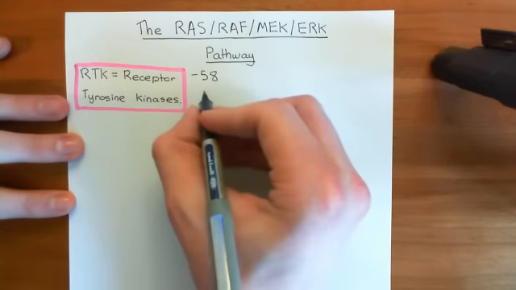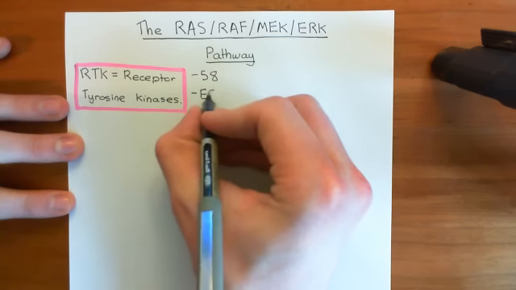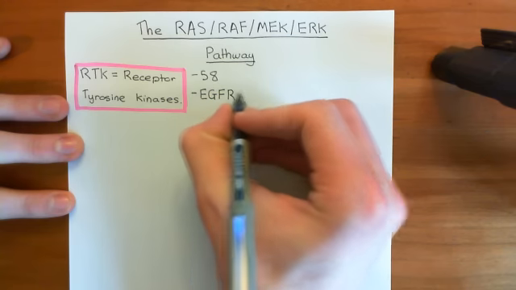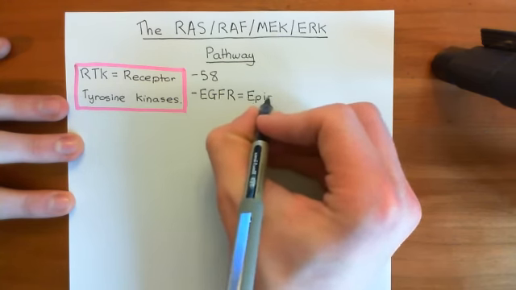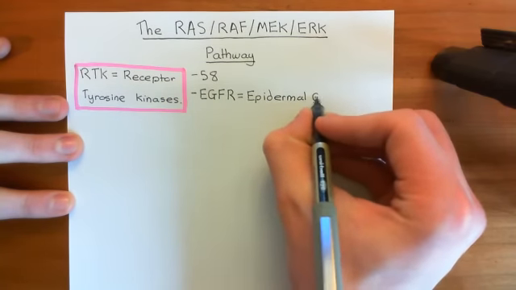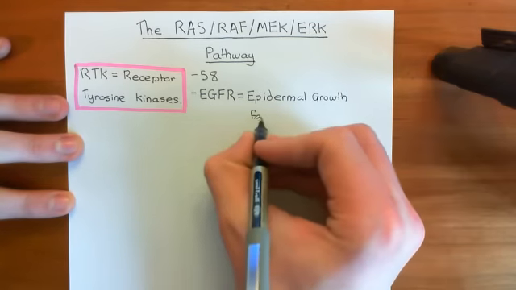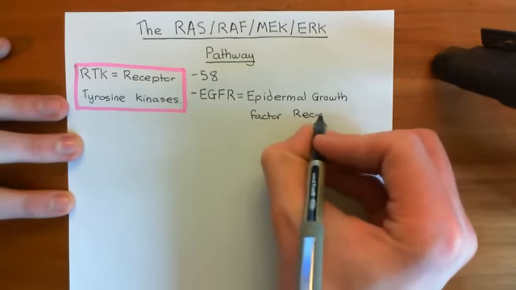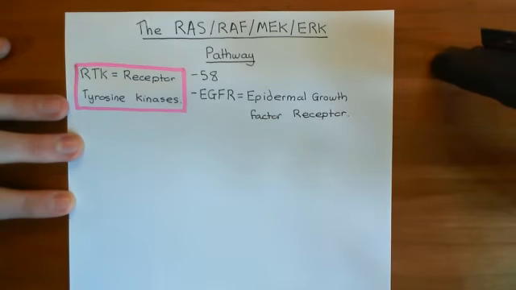The one we're going to use as an example is the epidermal growth factor receptor, often abbreviated to the EGFR. EGF stands for the epidermal growth factor, so it tells you exactly what the ligand for this receptor is, and then the R is for receptor. So the epidermal growth factor receptor is an example of a receptor tyrosine kinase.